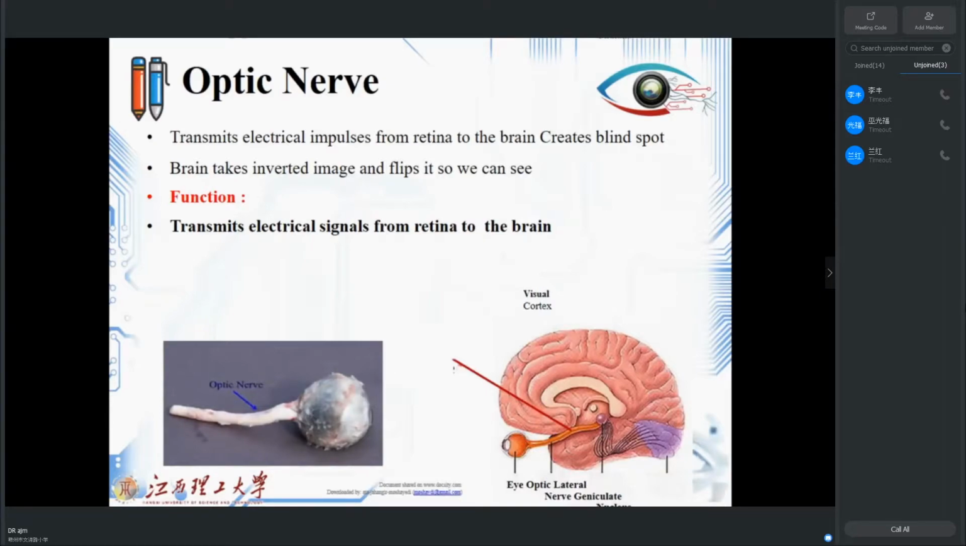Then we should know that the picture we really see is a flipped picture. The real one is reversed, because of the lenses that we have, and this transmission of the electrical signal from the retina to the brain will happen, and the analysis will start. Here is the optic nerve that you can see.